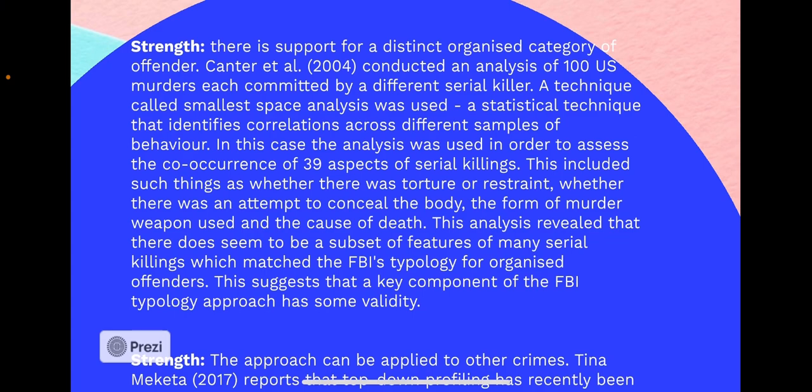And through this analysis, they found that there does seem to be a set of features that link to serial killings, and they match this idea of organised offenders. So it suggests that the idea of having different types of offenders, so organised and disorganised, there's some support for this idea of an organised offender.